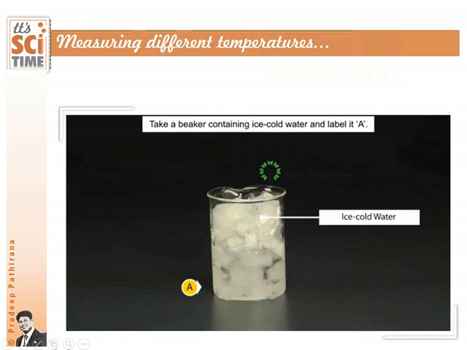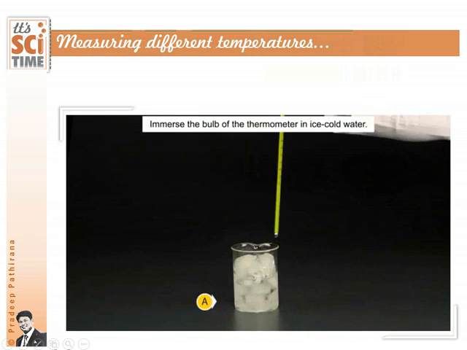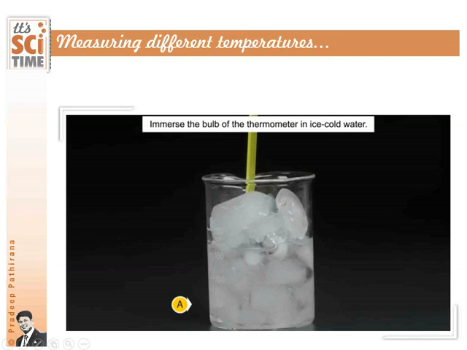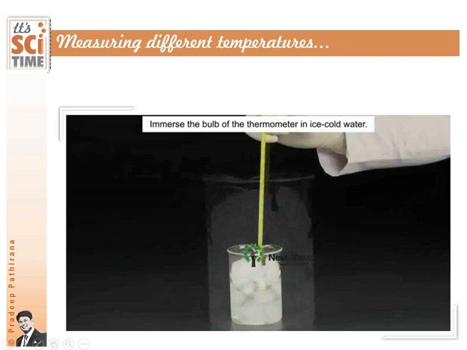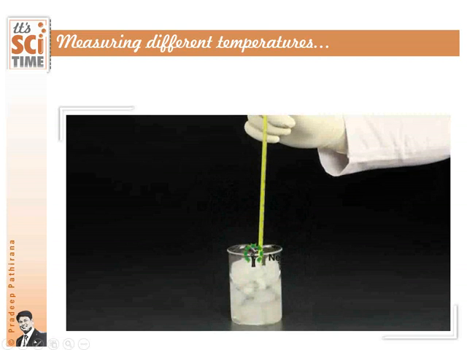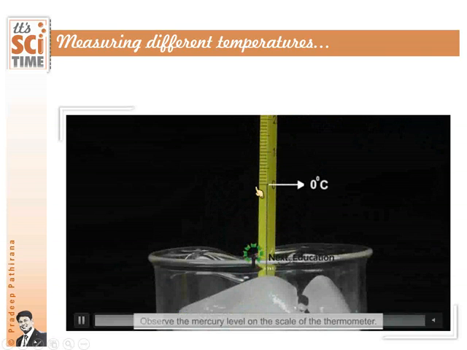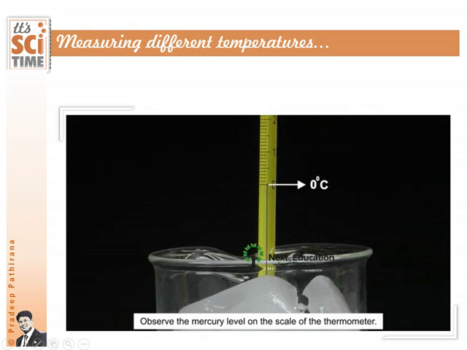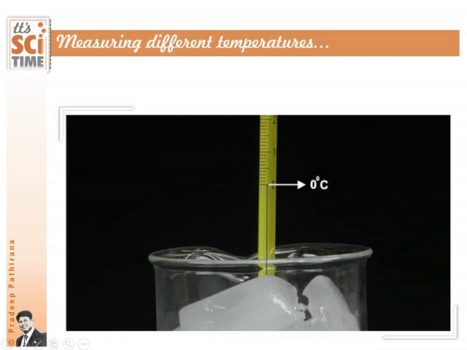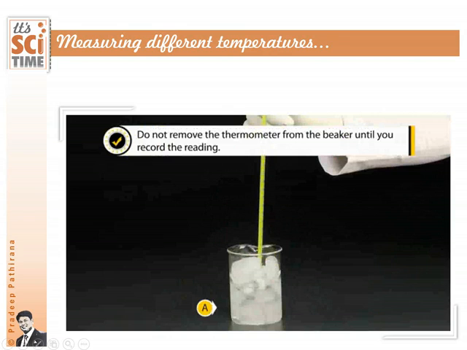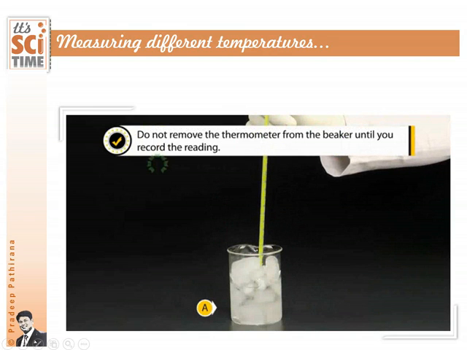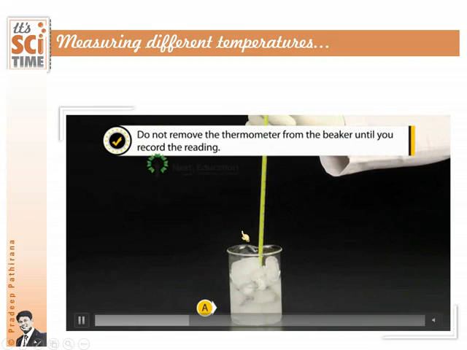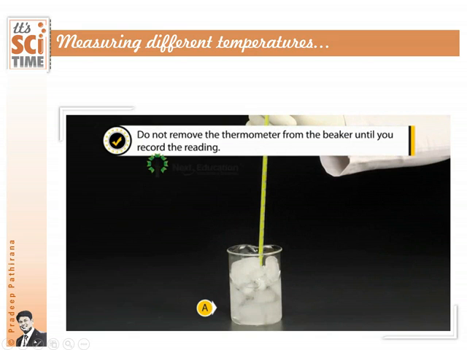First, we will measure ice cold water with that thermometer. Sink the thermometer in the ice cold water and find the reading. See that one here, it's 0 degrees Celsius. Ice cold water is 0 degrees Celsius. Until this comes to a stable reading, we should never remove the bulb.